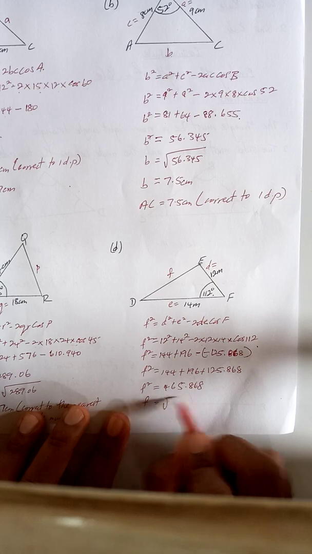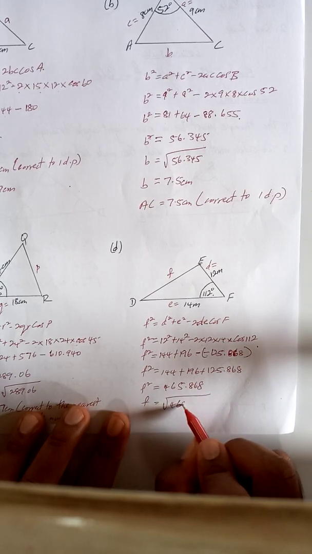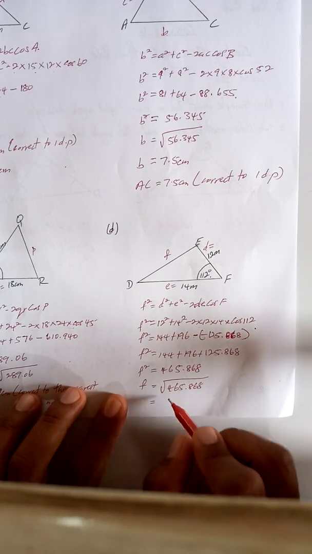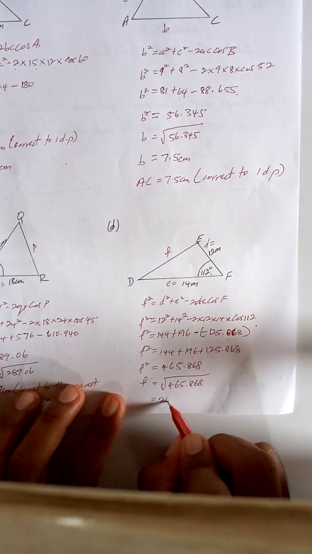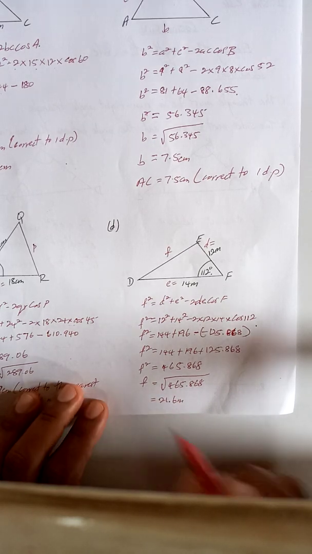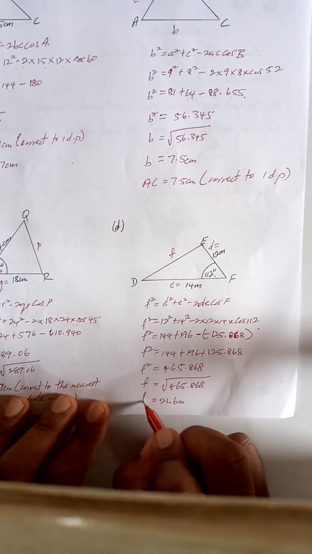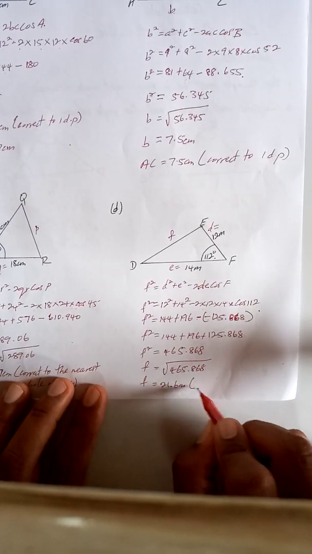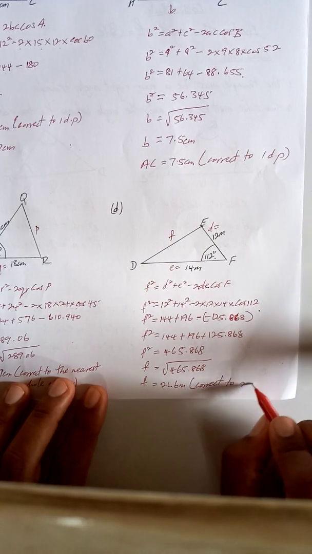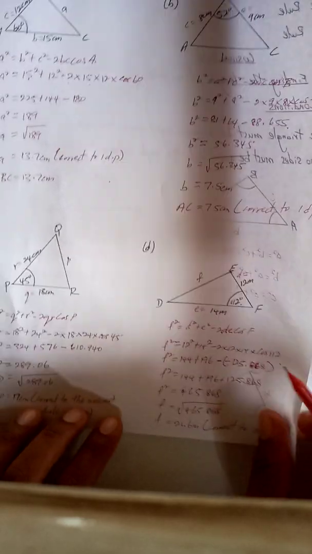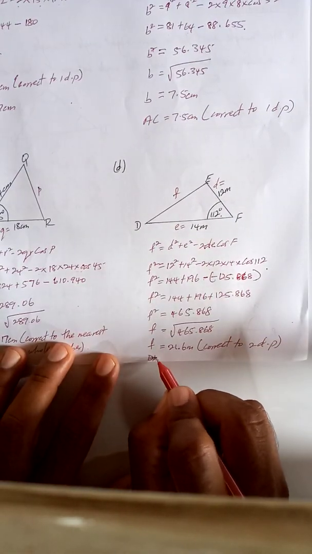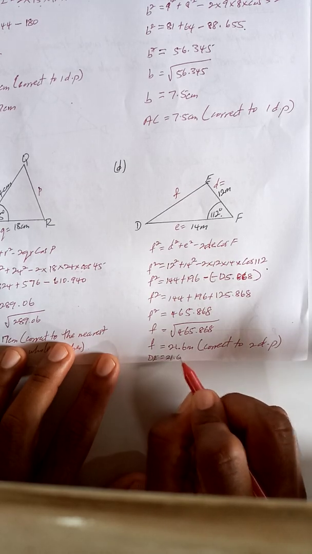So for F, now we'll find the square root. The square root of that will give us 21.6 meters. So F equals 21.6 meters, correct to 2 dp. And if we like, we can write DE equals 21.6 meters.